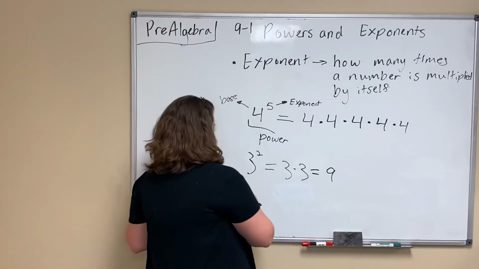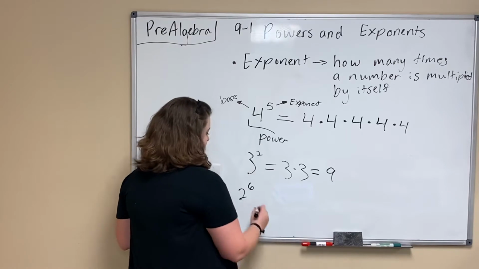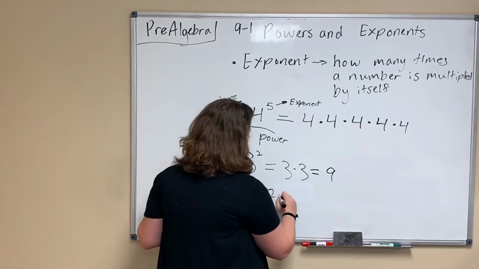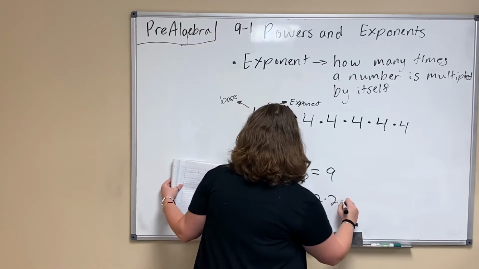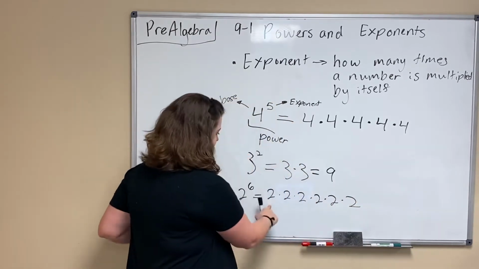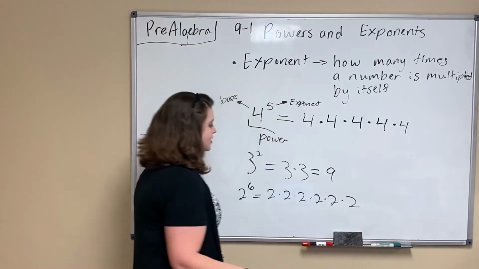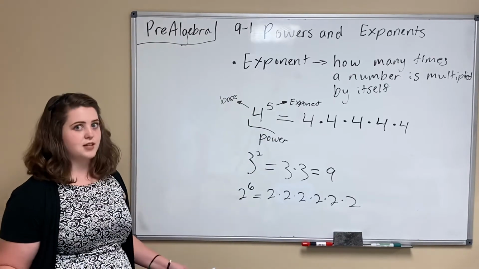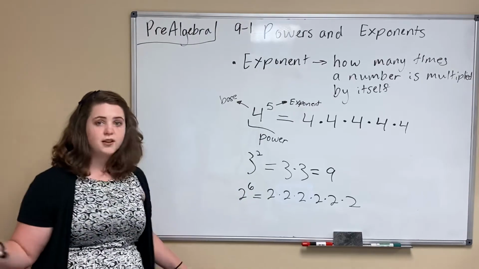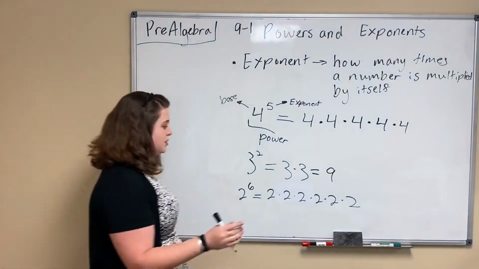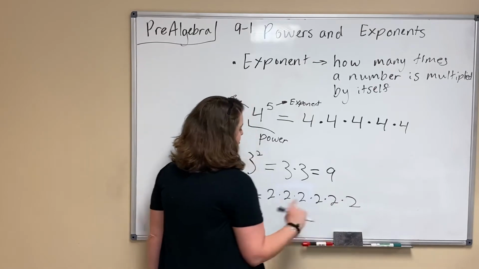If I was going to do a bigger one, like 2 raised to the 6th power, that's 2 times 2 times 2 times 2 times 2 times 2, right? 1, 2, 3, 4, 5, 6. 2 multiplied by itself 6 times. So what I'm going to do is, just like with all of my order of operation rules, I'm going to multiply from left to right.